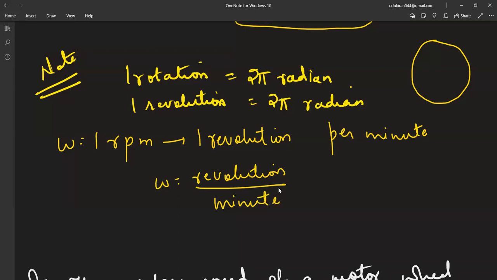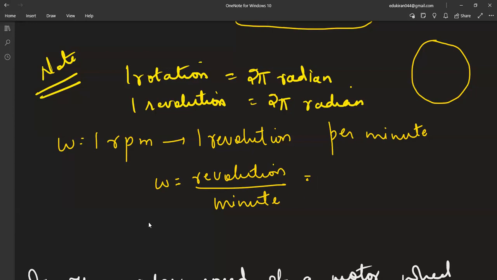Sometimes RPS will also be given, that is revolution per second. That is not a very difficult thing to solve, because if it is given already in seconds, it is easy. When it is given in minutes, then it becomes a little difficult to catch up. So omega is revolution per minute. So how many revolutions are being covered? The number of revolutions you have to find out, divided by the time.